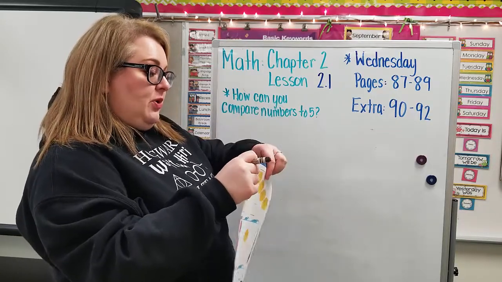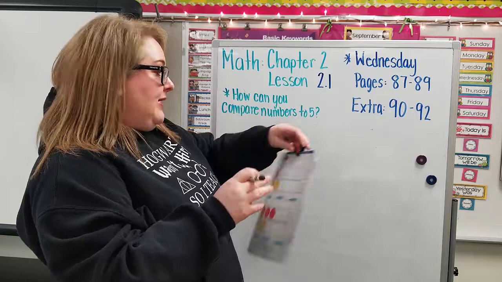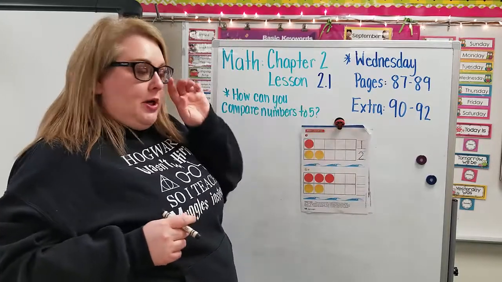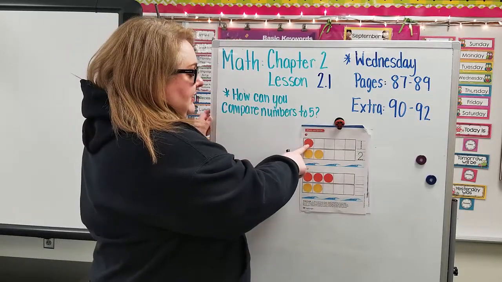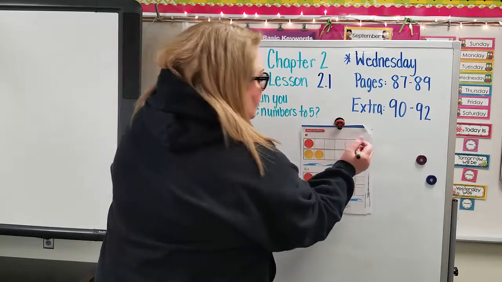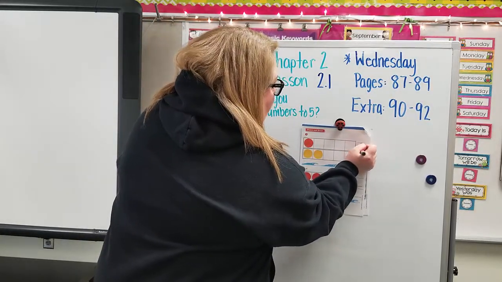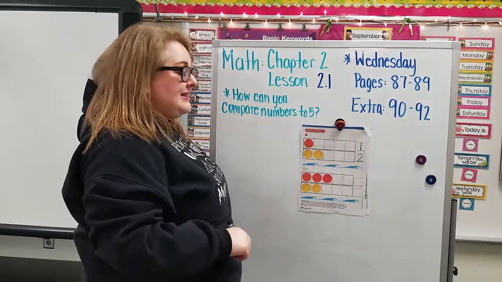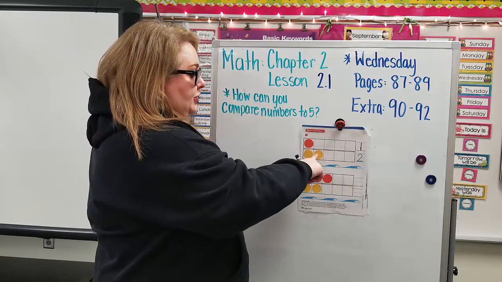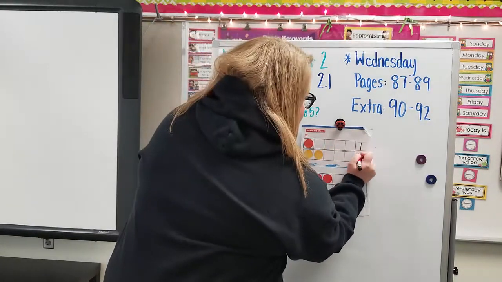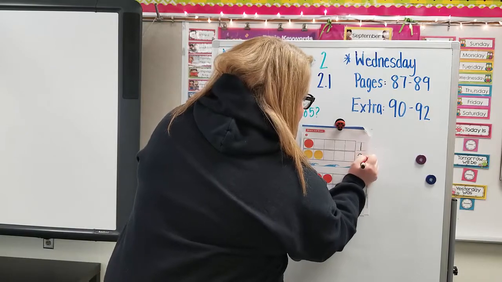Okay, so this time we're going to count the counters and write them down, and we're going to circle the bigger number. So on the first one, I see 1 red. So I'm going to write a 1 straight down for number 1. And for the second 5 frame, we have 1, 2. So we're going to write a 2, curve it around and slide to the right.